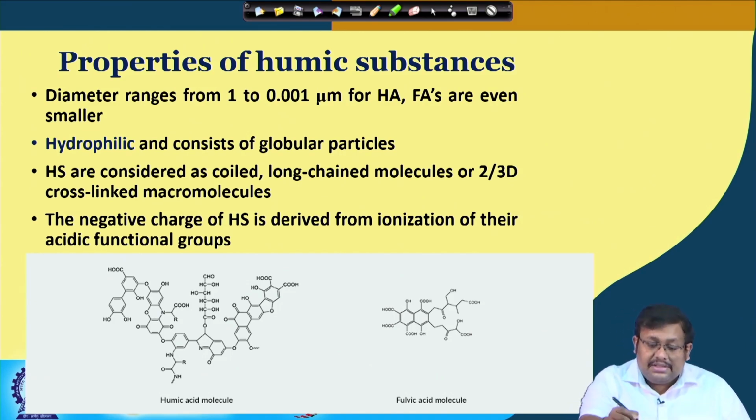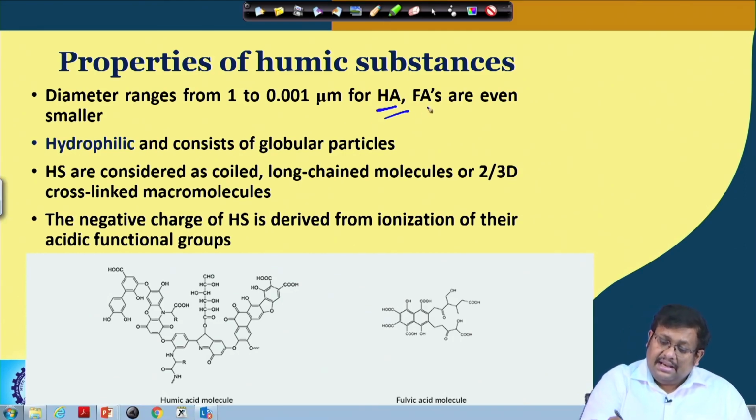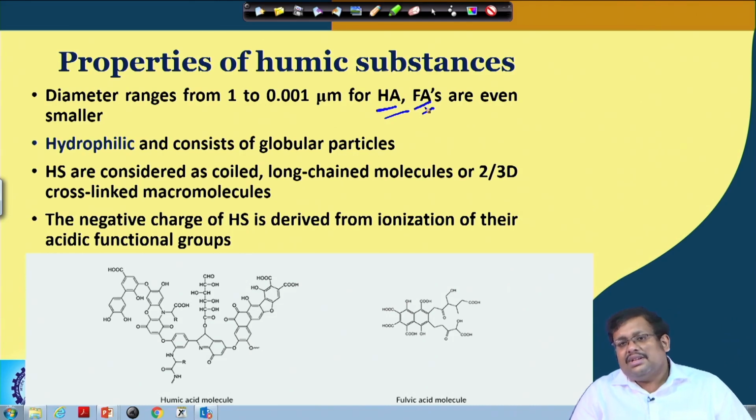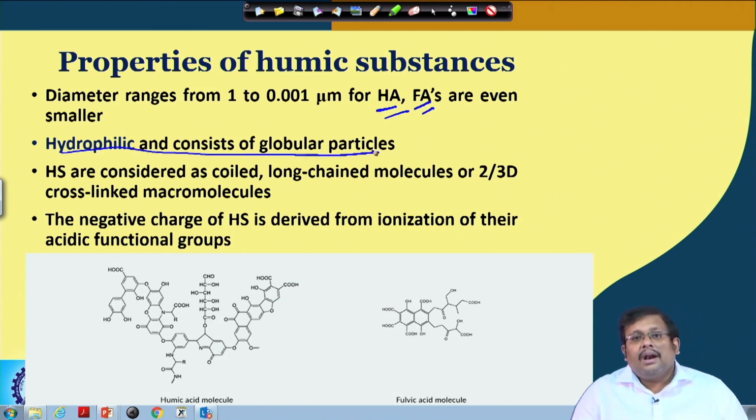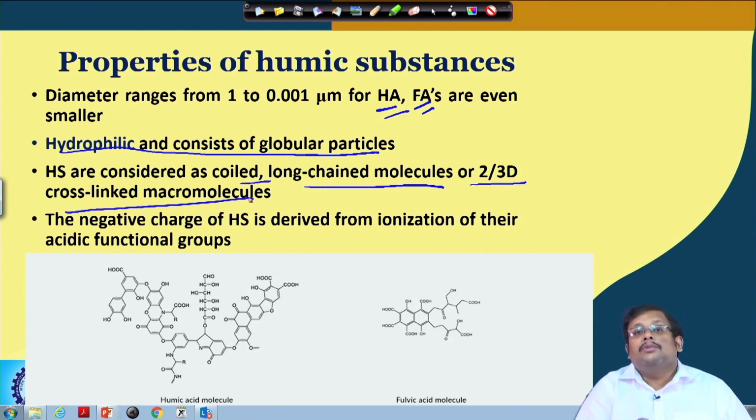So, when we are using HA, that means it is humic acid, and when we are using FA, they are basically fulvic acid. In the last lecture we have already discussed that there are 3 major fractions of humic compounds. One is humic acid, another is fulvic acid, and the third one is humin. So, these humic fractions are hydrophilic and consist of globular particles, and humic substances are also considered as coiled long chain molecules or 2D or 3D cross linked macromolecules.